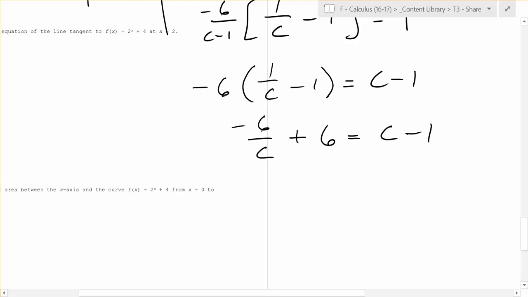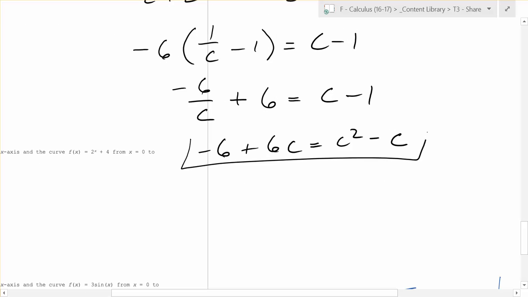Now what should I do? Everybody stop writing. Just look at the board. Just tell me what to do. I need some direction. I'm lost. Multiply by C. Okay, yeah, actually, sure. That's fine. Negative 6 plus what? 6. 6C equals what? No. C squared minus what? C. Now what do I do?